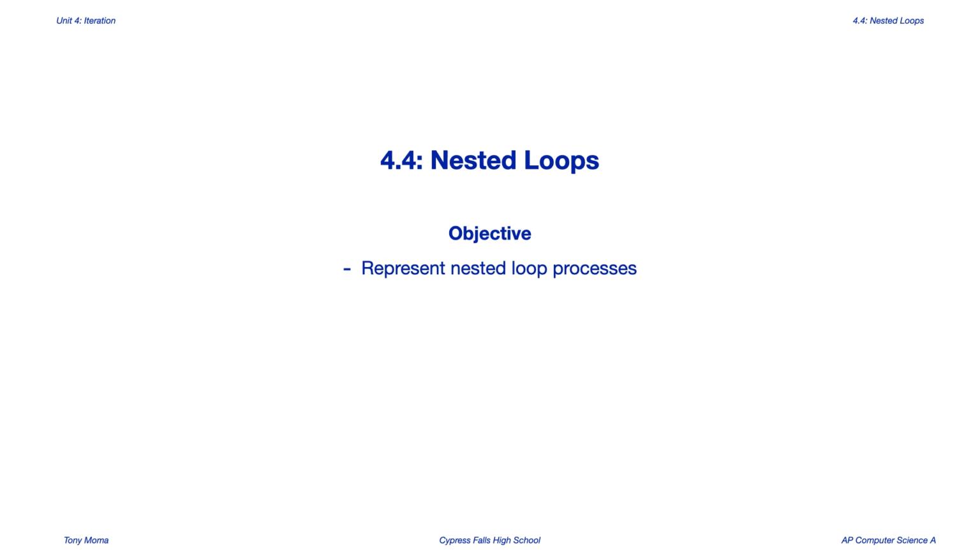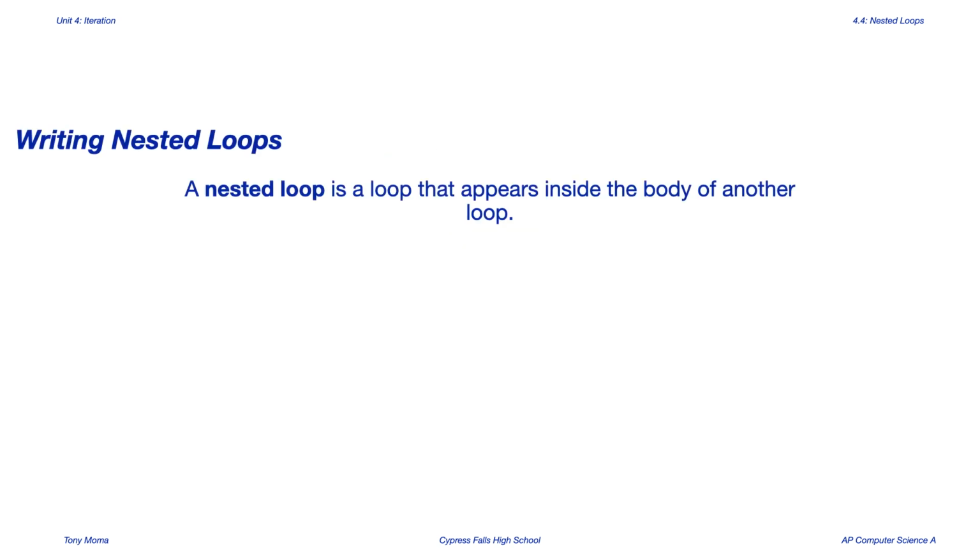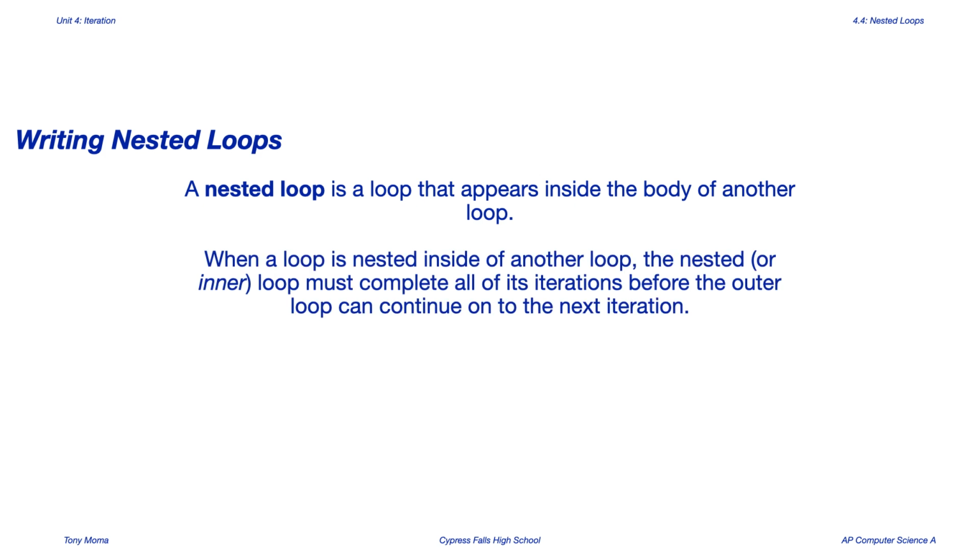Nested loops. In this video, we will represent nested loop processes. Writing nested loops. A nested loop is a loop that appears inside the body of another loop. When a loop is nested inside of another loop, the nested or inner loop must complete all of its iterations before the outer loop can continue on to the next iteration.